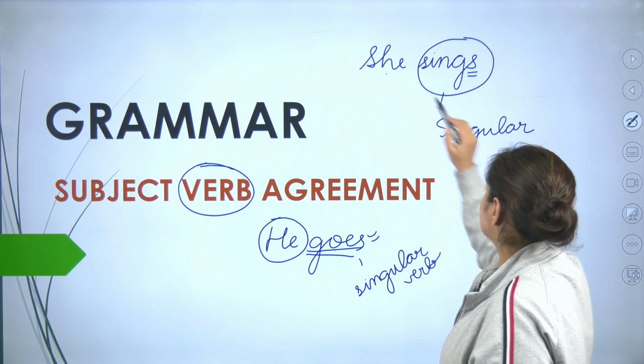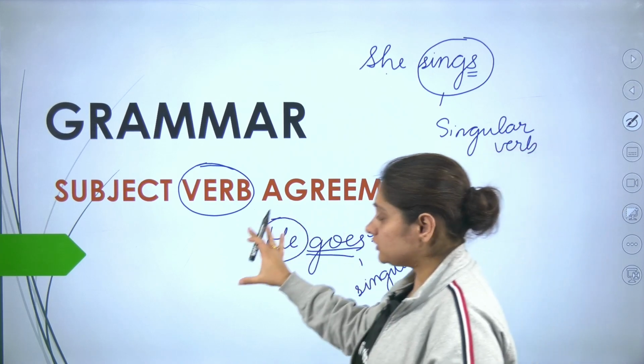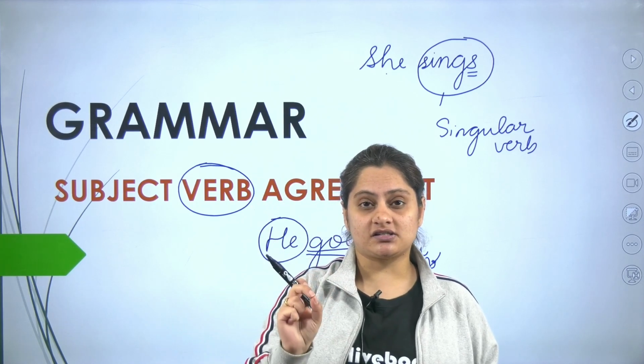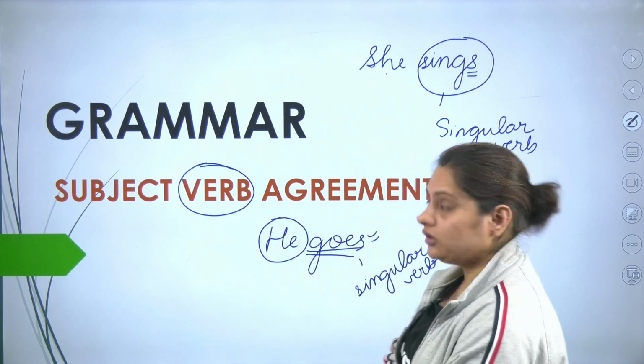Now, she subject is singular, so singular verb is required. Now, we are going to do all the rules which will talk about how to check the verb in a given sentence as per the subject, how the verb should be, right? This is what we are going to look into.